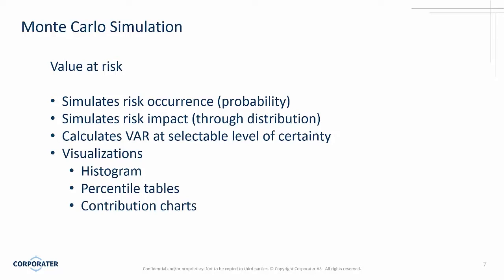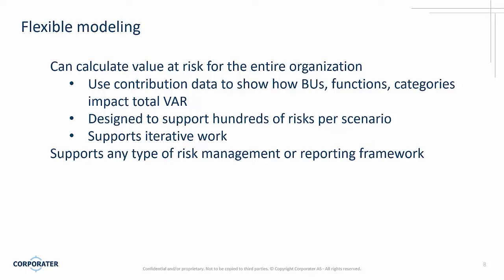Before we get there, I want to talk a little bit about how we set this up. We use a very flexible approach. The idea is we don't really know how you have your business organized. Most customers will generally show value at risk organizationally, like how different business units contribute. But they might also use things like functions or risk categories. Risk categories can be things like legal risks, for instance, or reputational risks. You get the idea. We set it up so you can map whatever categories you want, and then we will break out the contribution as to how they impact the overall value at risk.